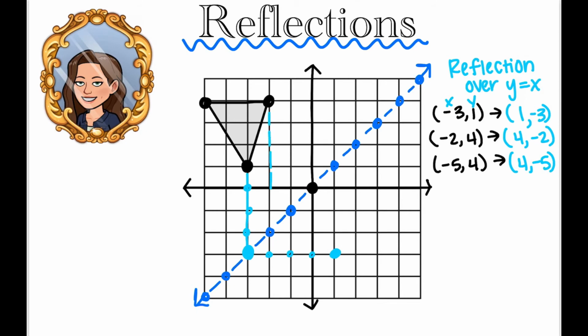Same thing is going to occur with the other points. From here, we're going to go down to the line. Then we're going to go right that many points. So we went down 1, 2, 3, 4, 5, 6. So we're going to go right 6. 1, 2, 3, 4, 5, 6. And the last one. We went down 1, 2, 3, 4, 5, 6, 7, 8, 9. So we're going to go right 9.